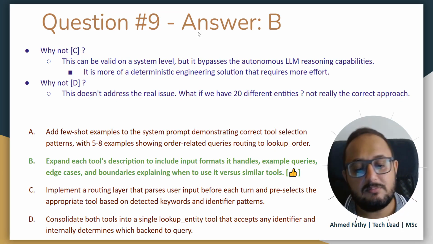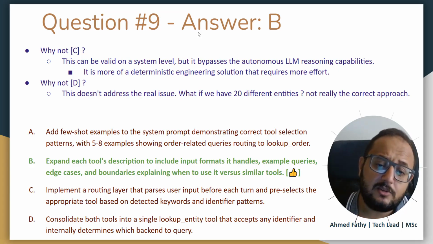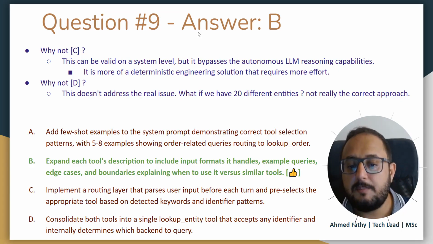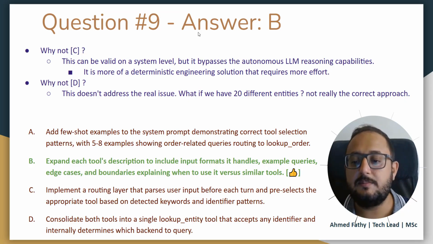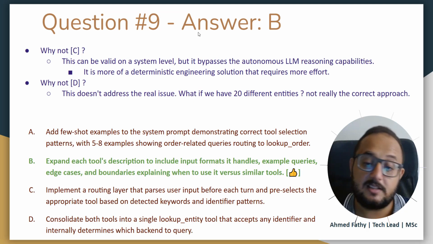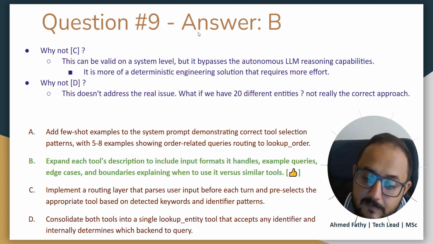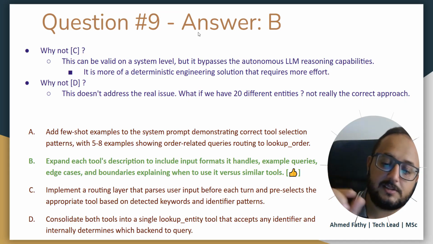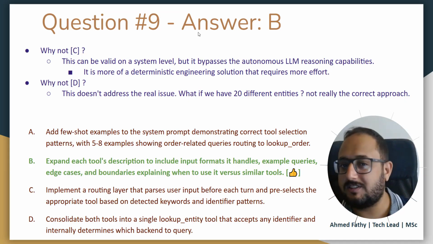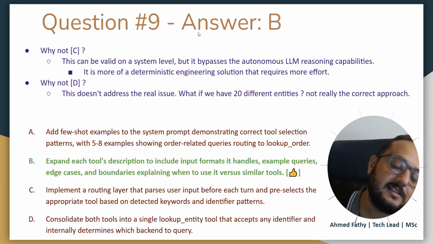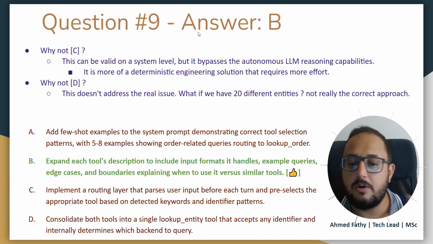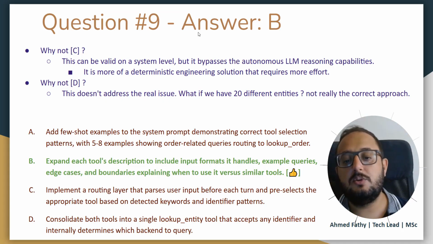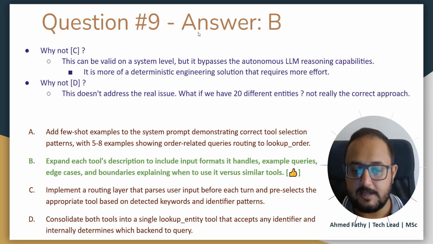I mean, this is not really an LLM solution. So it can be valid on a system level, you can think about it, but it bypasses the autonomous LLM reasoning capabilities. So it is more of a deterministic engineering solution, maybe, or it could even have some other classifiers, small classifiers, or keyword detectors and so on. So I mean, it is a solution to investigate. However, it is not really using the full power of autonomous LLM.